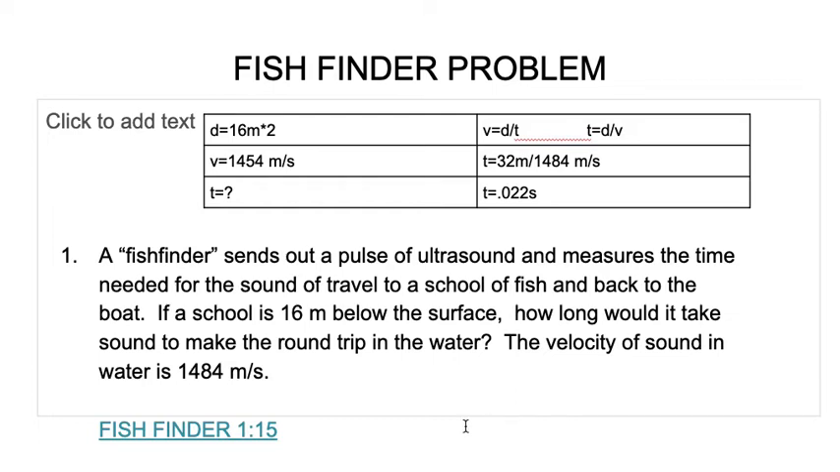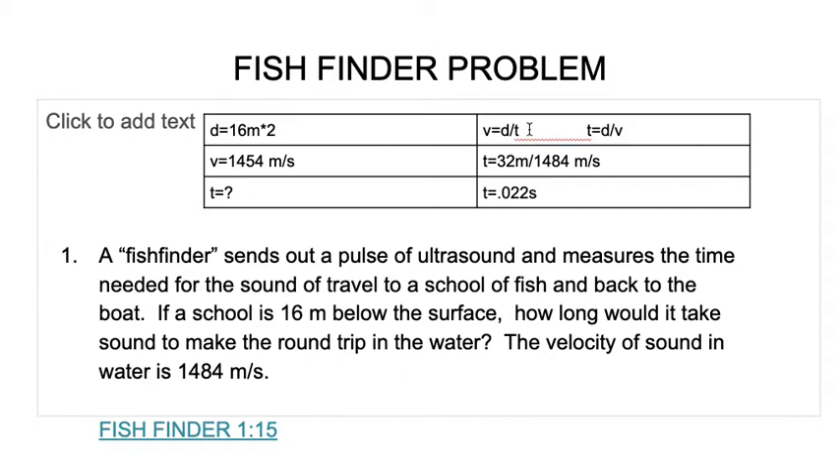So here we know that the distance is 16 meters, but remember, the pulse is going from the boat down to the fish and then back up to the boat. So it's going to be 16 meters times 2. The velocity was given as 1,484. We're trying to solve for time.